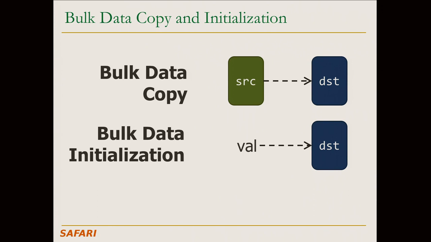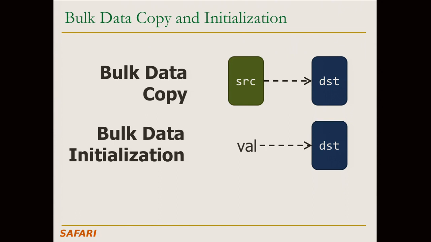Bulk data initialization is a special case of copy. You can think of it that way. You basically write a value to a destination. And let's say you're initializing a page with all zeros. It's called zero initialization. Many operating systems, for example, do initialize pages to zeros so that they don't leak information about the data of one process to another process when they allocate that page to some process. So that's called bulk initialization.